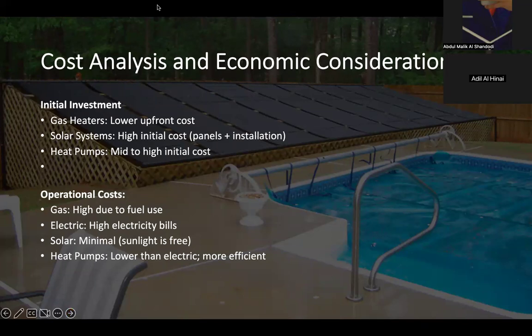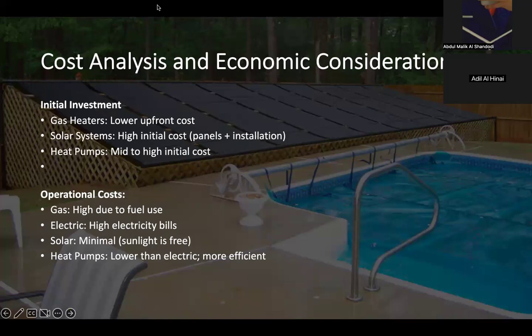I'm going to take over from here, starting with the economic analysis. Economic evaluation of heating systems in swimming pools. This section deals with the analysis of heating the pool the economical way, from installation to operation cost in the long run. Cost of installation and initial investment.